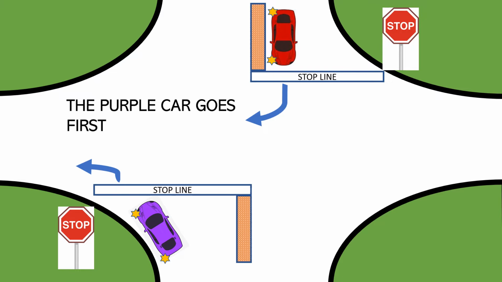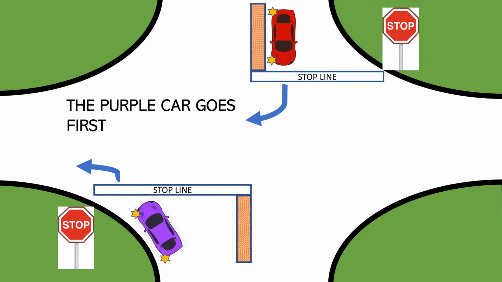Now in this slide, we've got the purple car turning left and the red car turning right. Now the thing to remember here is that you're never allowed to do a right-hand turn across the path of a car that's going straight ahead or a car that's turning left. So clearly, in this case, the purple car goes first.